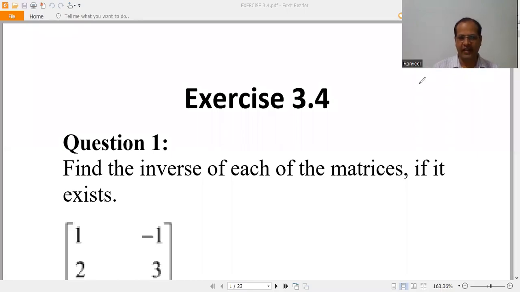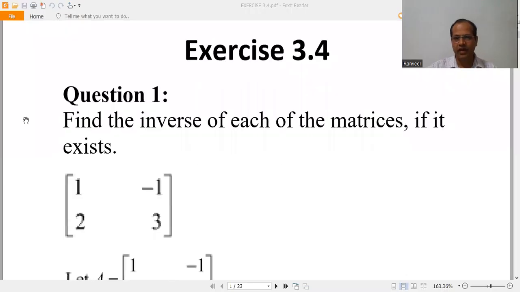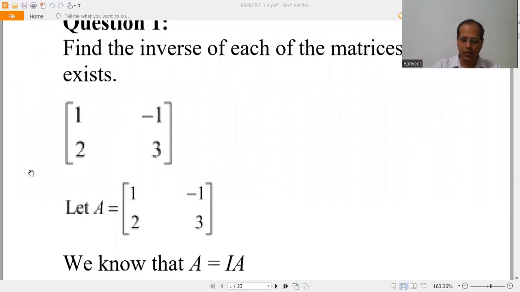Hello, dear student. Exercise 3.4. Question number 1. Find the inverse of each of the matrices if it exists. So, this is the second way to find the inverse of a matrix. In this, what we have to do, there is only one step.